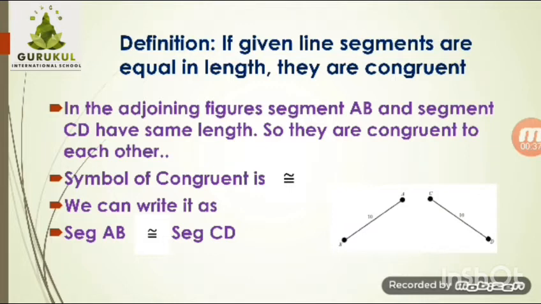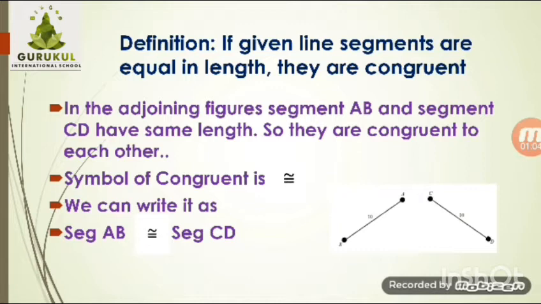If given line segments are equal in length, they are congruent. Means if two segments are given, for example in the figure segment AB and segment CD, and these two have the same length, they are called congruent segments, or they are congruent to each other.